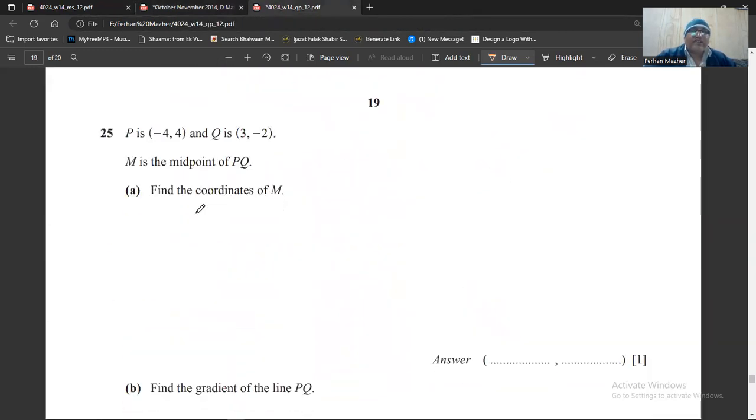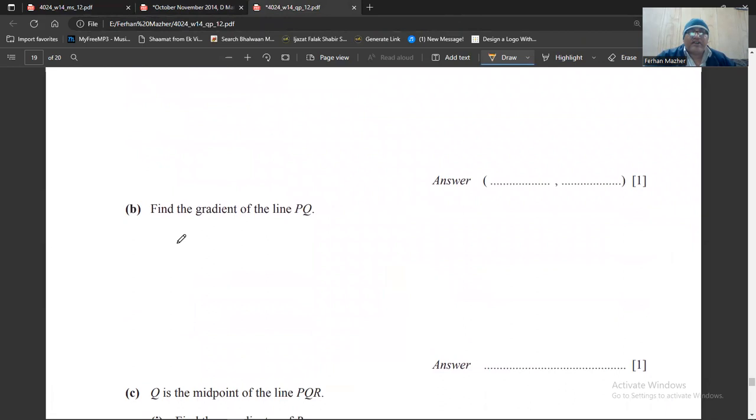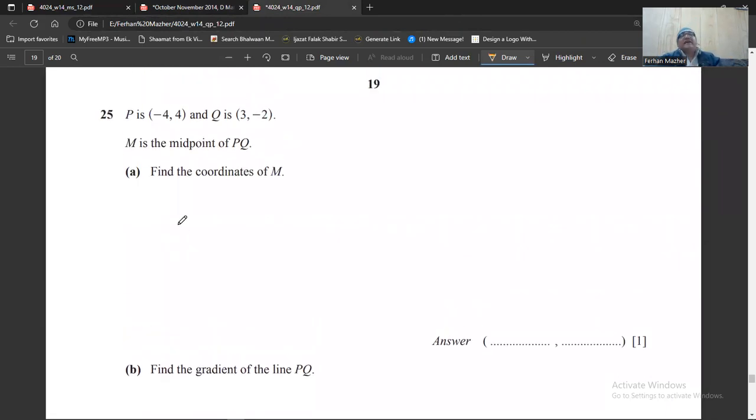Okay, so we are going to the next question. That is question number 25. He says P is -4, 4, and Q is 3, -2. M is the midpoint of the PQ. Find the coordinates of the M. Okay, so this is basically, here we have the P, here we have the Q, the M is in the middle. So this is the middle, okay? So if this is 1, this is 1, this is the midpoint, okay?